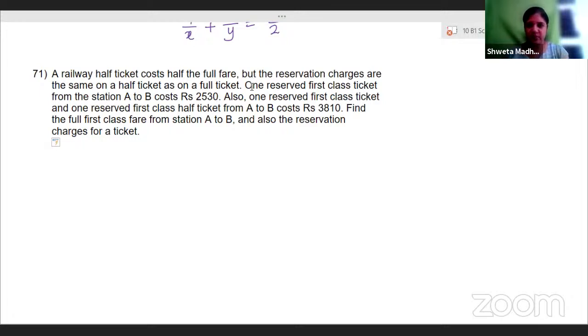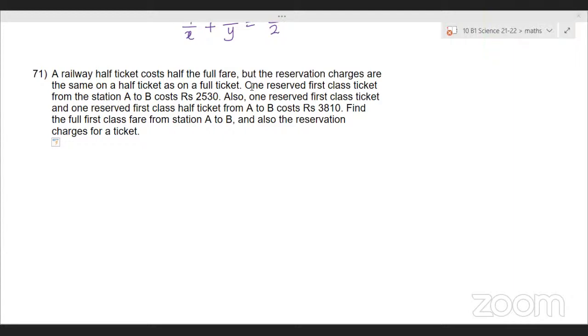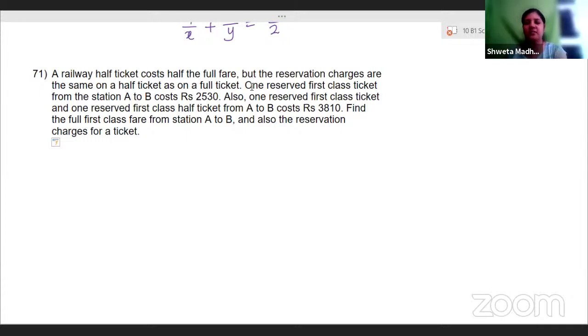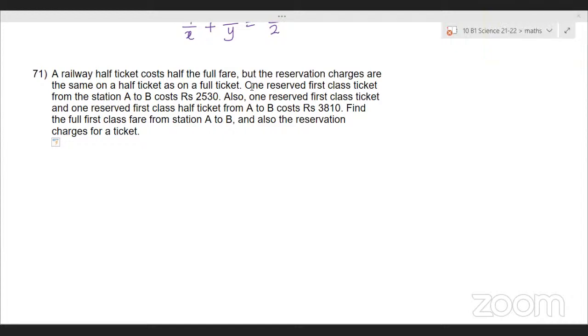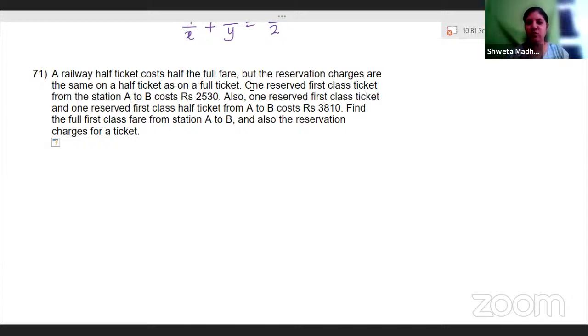Clear? Yes, ma'am. So suppose 100 rupees is the full ticket fare and 10 rupees is the reservation charge. For one full ticket, the person has to pay 100 plus 10, that is 110. And for the half ticket, how much does he have to pay? 60 rupees. 50 plus 10, that is 60 rupees. Clear? Able to understand the meaning of that sentence? Now here we don't know the total fare, the actual ticket cost for full, and we don't know the reservation charges.